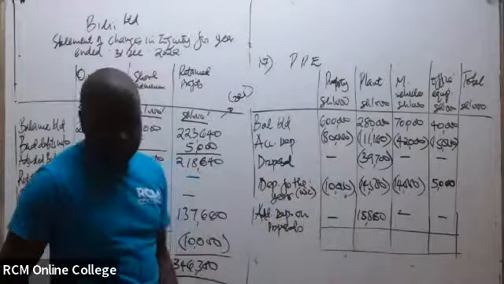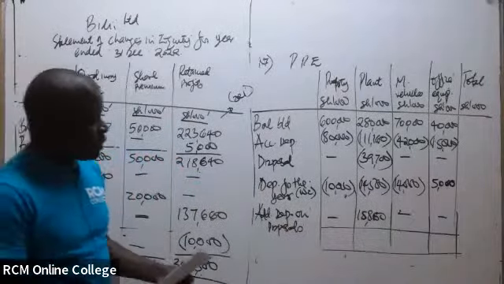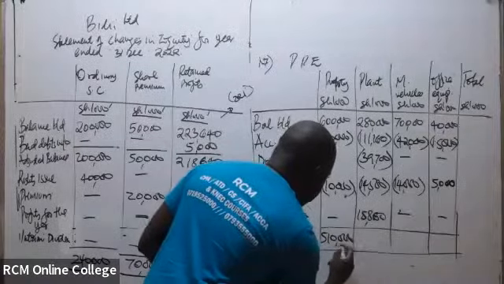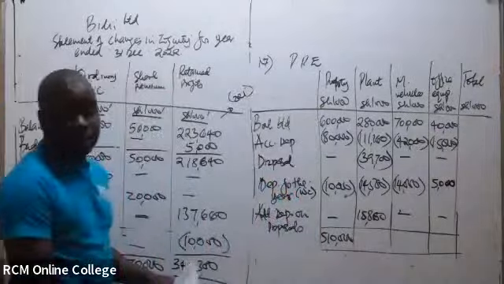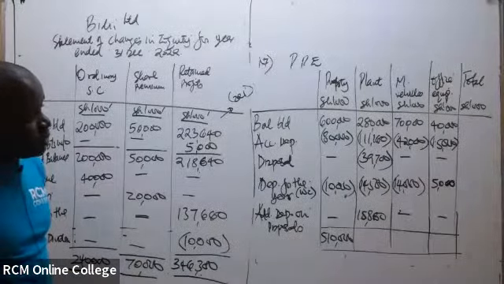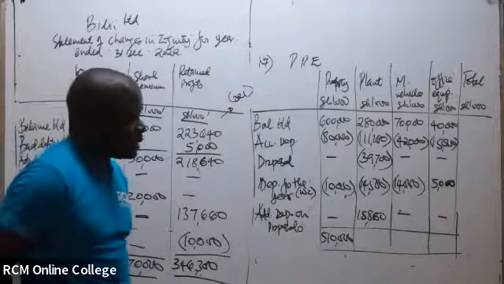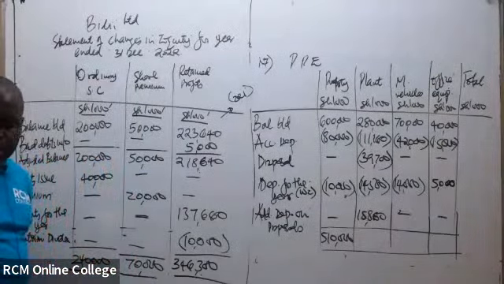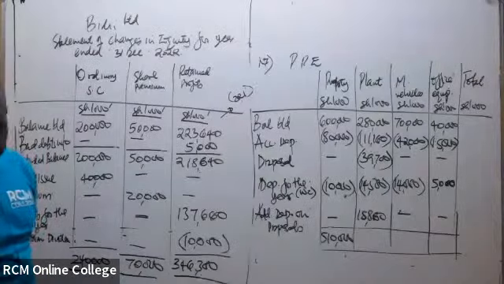I think it is 510. Is it 510? This one is 510 million. What about here under plant? Try to do the computation under plant and tell me the figure. Under plant, how much are you getting?